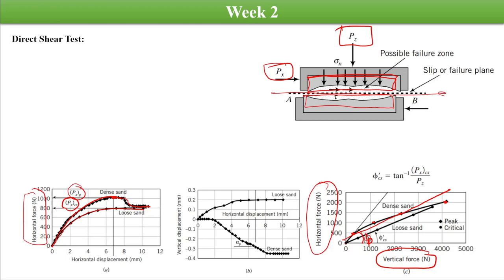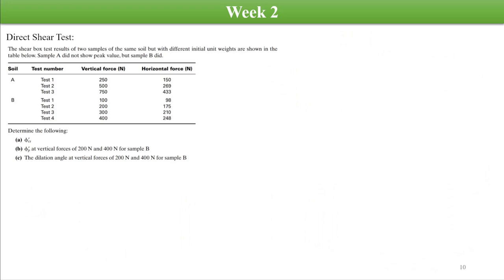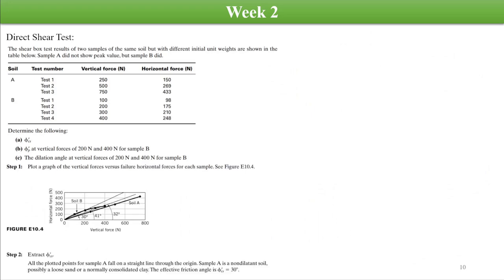If we plot the values of the critical state shear stress, or the horizontal force at the critical state, then these points will be plotted. If we draw a best fit line through these, then the slope of this will be phi critical state. So this is the critical state angle of internal friction. To understand better the result of the actual test, there is a small problem which we'll be solving here.